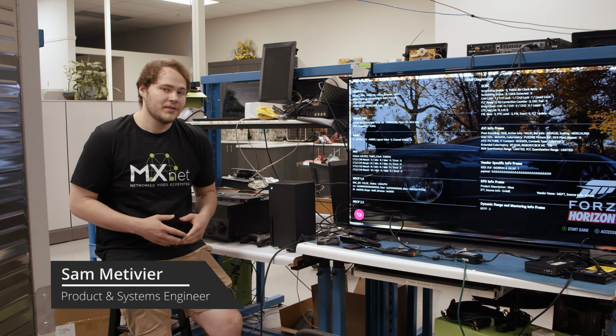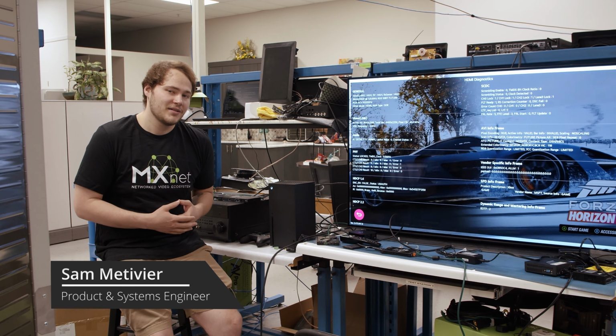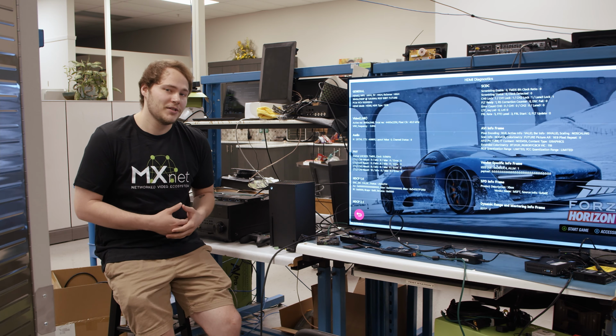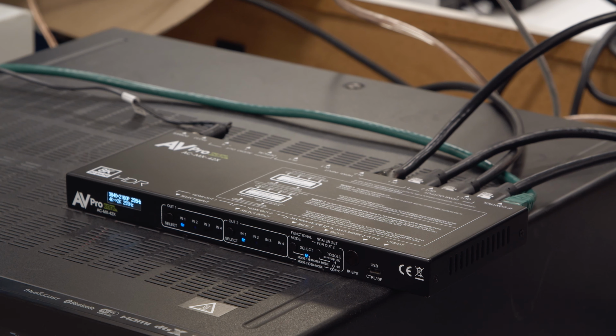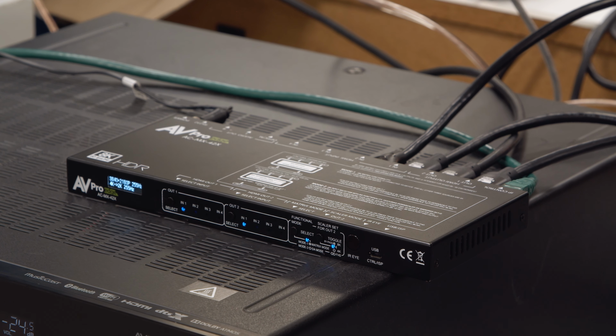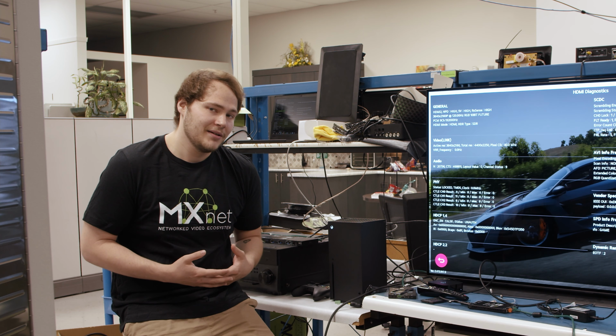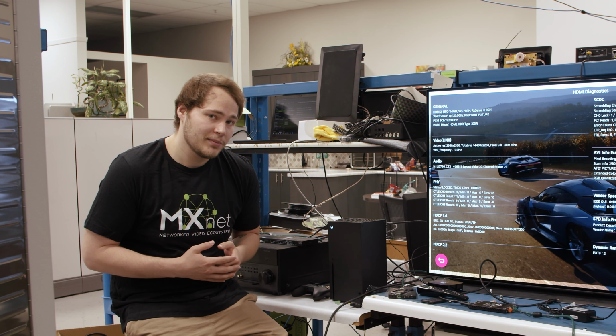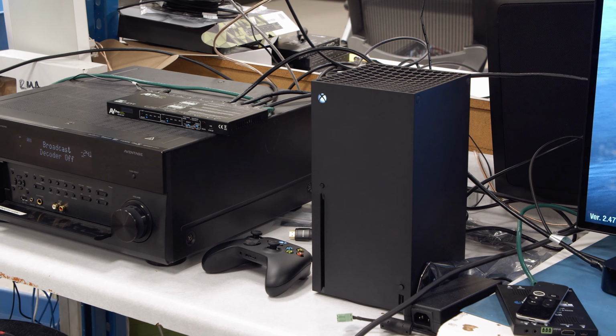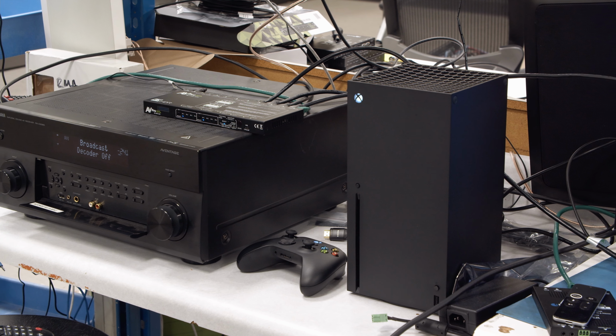Today in the lab, we're going to take a look at our new AC-MX-42X, which is our first HDMI 2.1 matrix switcher capable of 40 gigabits per second switching. We're going to take a look at one functionality called audio free run, which allows us to send HDMI 2.1 signals to our display while still using a legacy AVR, so that's HDMI 2.0B for Dolby Atmos.